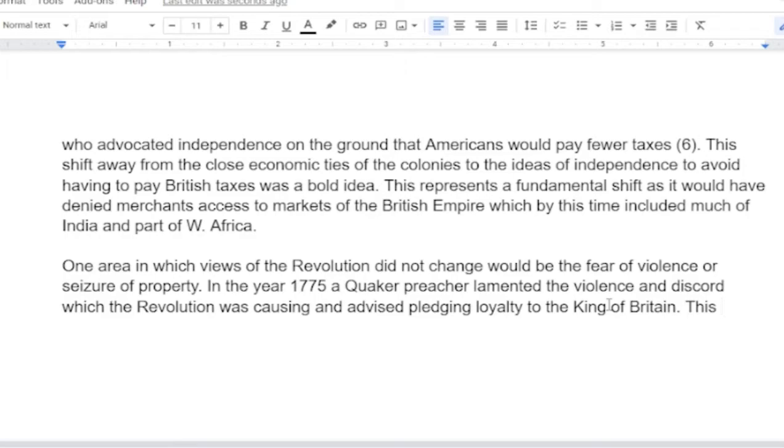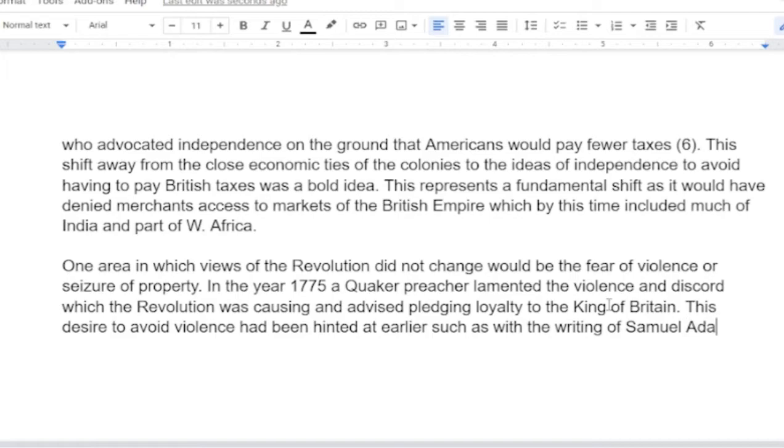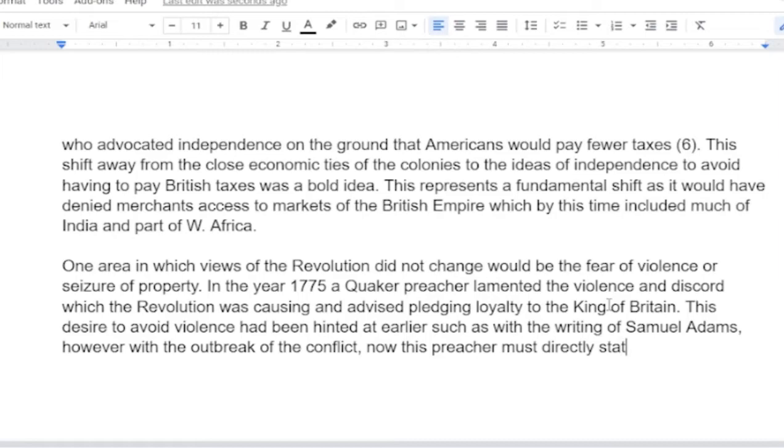This desire to avoid violence had been hinted at earlier, such as with the writings of Samuel Adams. However, with the outbreak of the conflict, now this preacher must directly state this position to his followers. This was document 4.